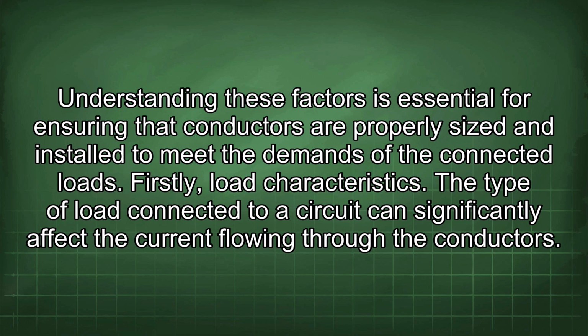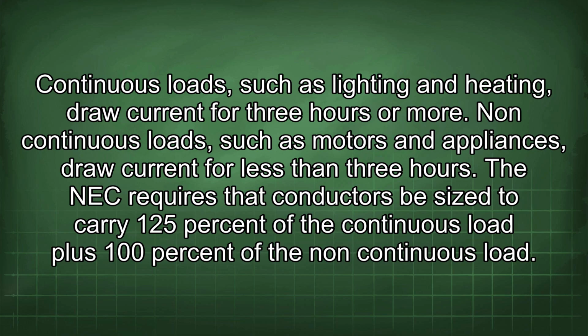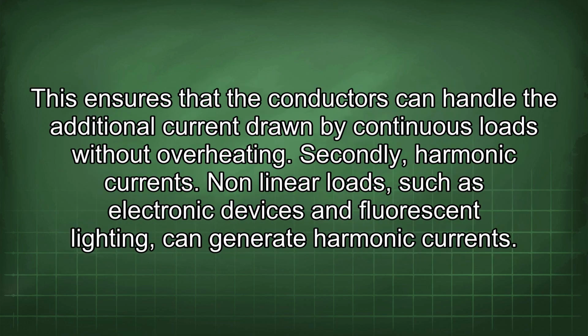The type of load connected to a circuit can significantly affect the current flowing through the conductors. Continuous loads, such as lighting and heating, draw current for 3 hours or more. Non-continuous loads, such as motors and appliances, draw current for less than 3 hours. The NEC requires that conductors be sized to carry 125% of the continuous load plus 100% of the non-continuous load. This ensures that the conductors can handle the additional current drawn by continuous loads without overheating.